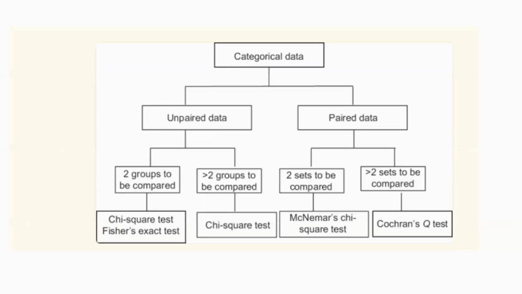So for categorical data, these are some of the options that you have. As a process flow, a step-by-step guiding flow chart, you can make a decision regarding which test you can use in order to answer your question when you have categorical data as your outcome variable.